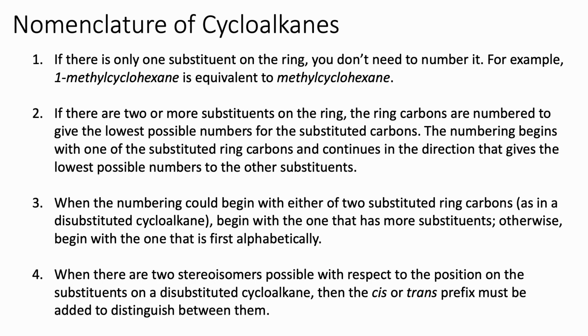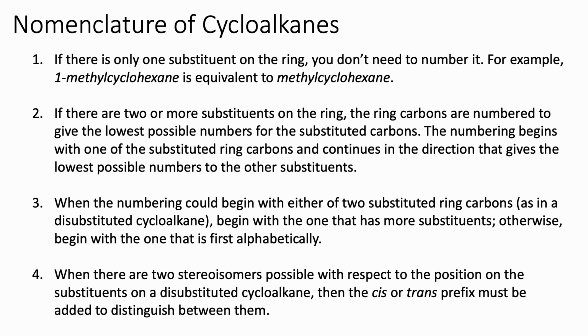So to summarize the nomenclature of cycloalkanes, if there's only one substituent on the ring, you don't need to number it. For example, 1-methylcyclohexane is equivalent to methylcyclohexane. If there are 2 or more substituents on the ring, carbons are numbered to give the lowest possible numbers for the substituted carbons. The numbering begins with one of the substituted ring carbons and continues in the direction that gives the lowest possible numbers to the other substituents.